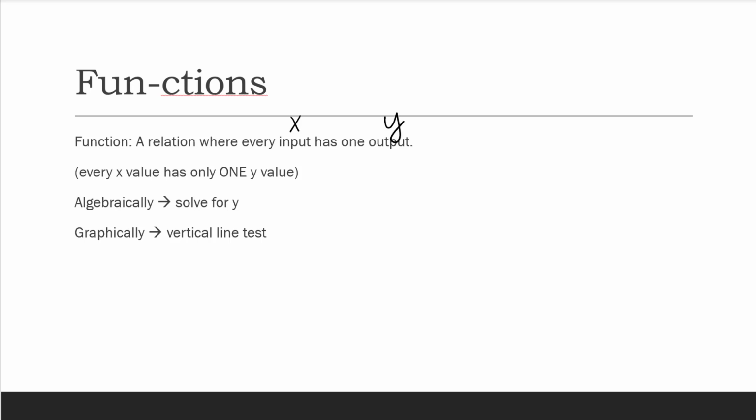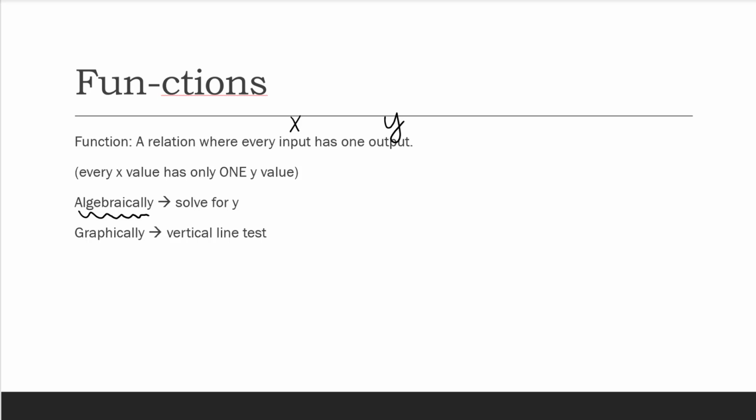There are two different ways that we identify if the relation given is actually categorized as a function. The first way is algebraically. So we can take values for x, we can plug them into the equation, which is our relation, and solve for y. When we solve for y, if we only get one output, then our relation is a function. If we solve for y and we get multiple outputs, then our relation is not a function.